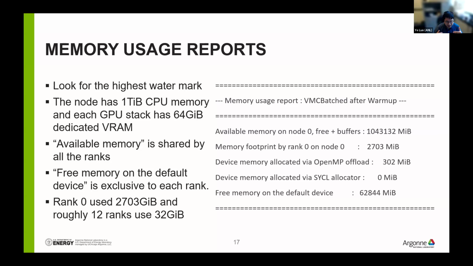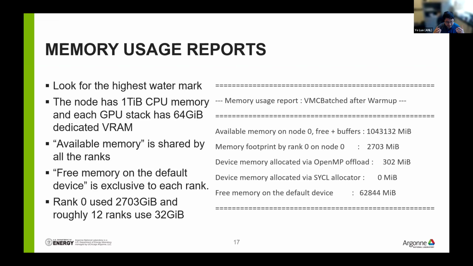So you can look at the details. First line says available memory on node 0. It's specifically calling out node 0, so it's not rank 0. Node 0 means the available free memory on the node. This is shared by all the MPI ranks within node 0.